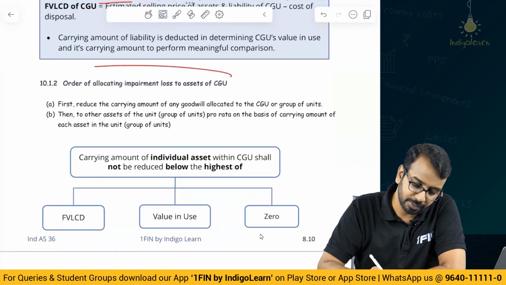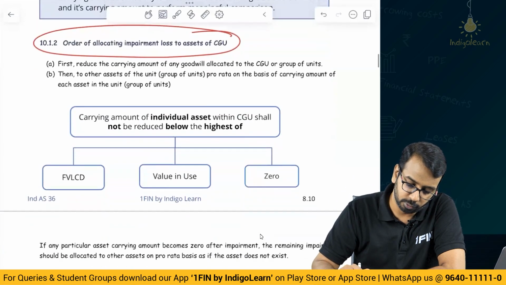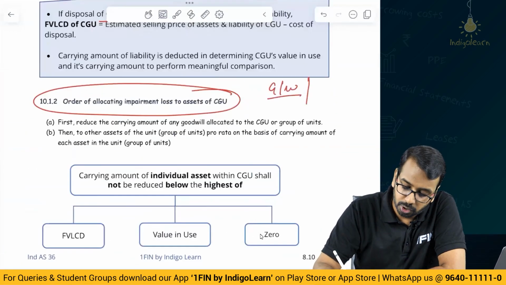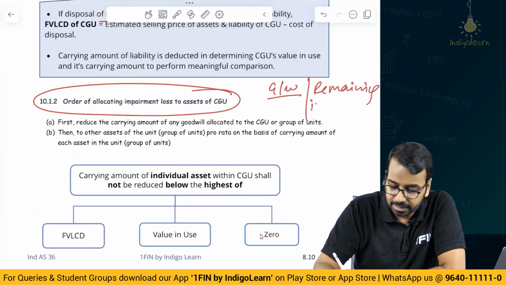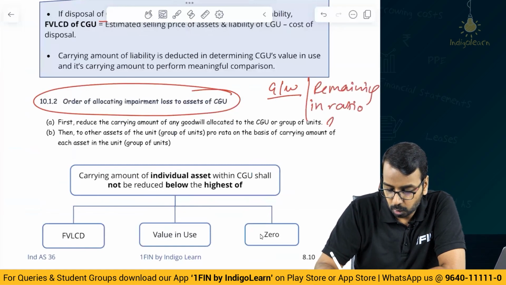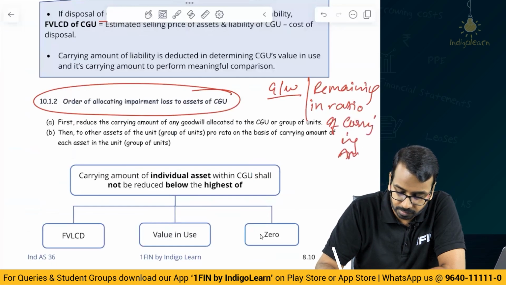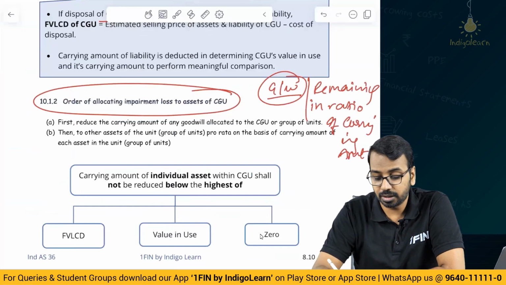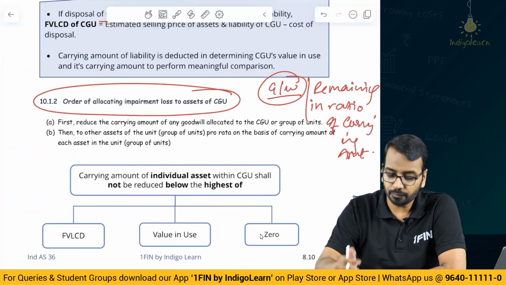Now when there is an impairment loss of CGU, what you will do is, first you will adjust against goodwill, second you will adjust against remaining assets in the ratio of carrying amount. Okay, so whatever is goodwill, that will be first written off. After that, in the remaining assets in the ratio of their carrying amount.